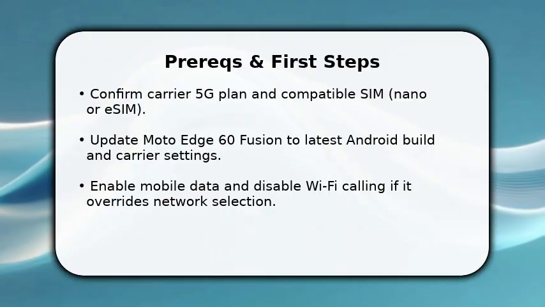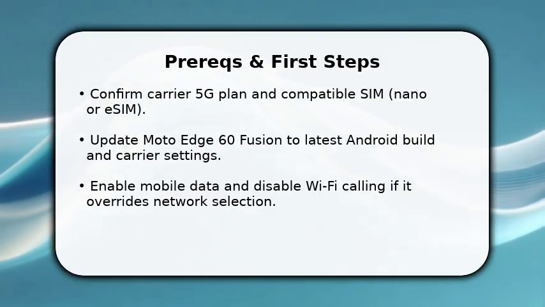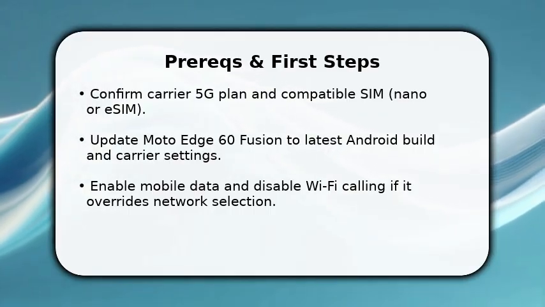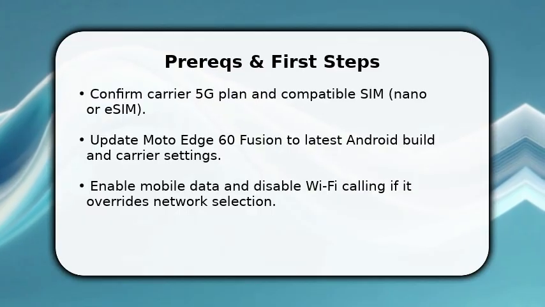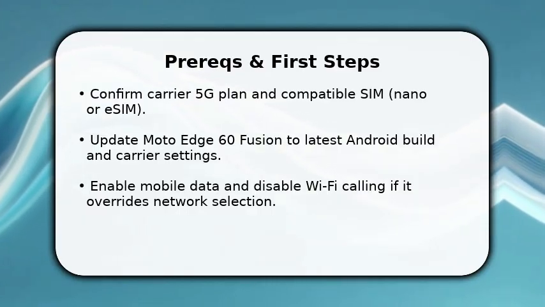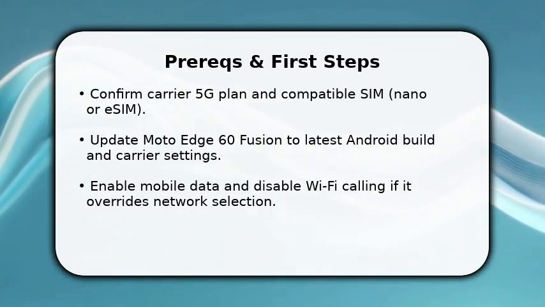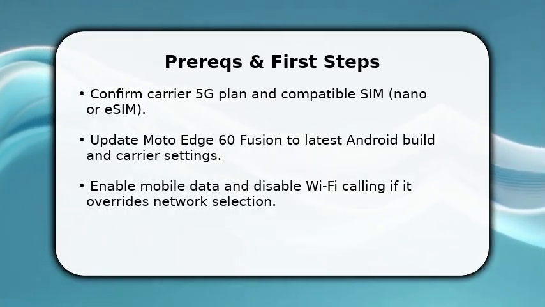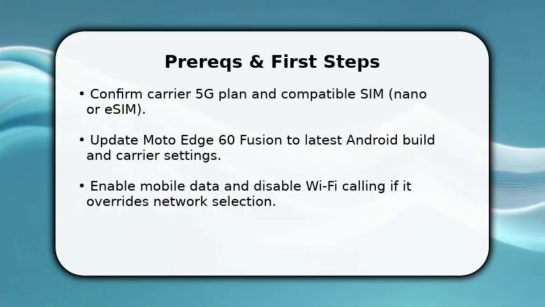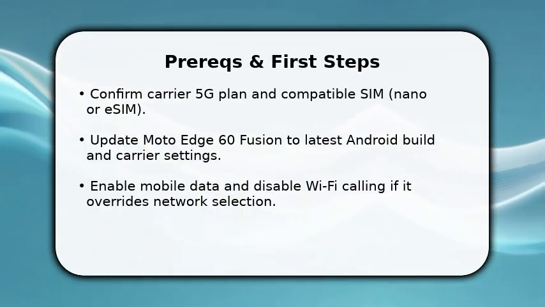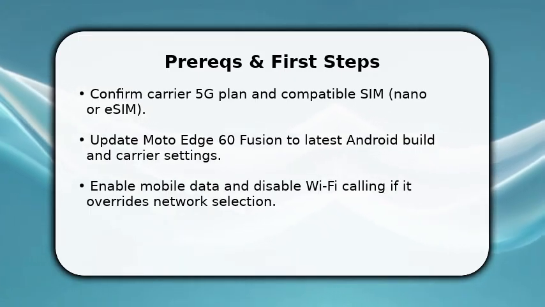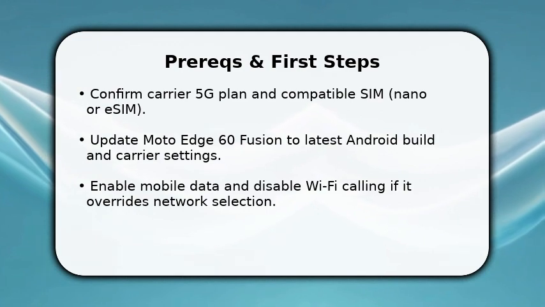Enjoy the video. You'll start by confirming the essentials: a 5G-capable plan and the correct SIM type. Once done, update your Moto Edge 60 Fusion system and carrier settings so bands and profiles match. Make sure mobile data is on and temporarily disable Wi-Fi calling because it can keep the phone on LTE. Then open Settings and go straight to Network and Internet to begin active network selection. These moves prepare the phone to see and latch onto 5G quickly.